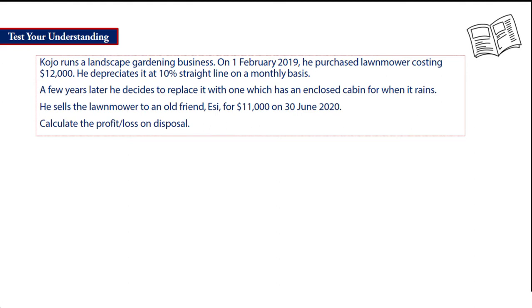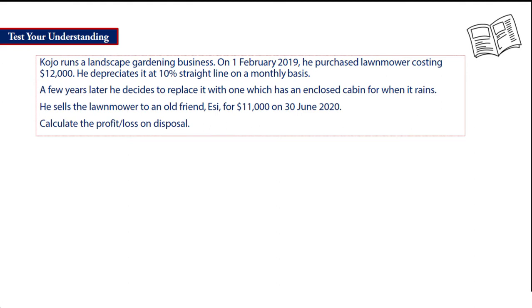Now, Kojo runs a landscape gardening business. On 1st February 2019, he purchased a lawnmower costing $12,000. He depreciates it at 10% straight line on a monthly basis. Monthly basis means that it is pro rata. A few years later, he decides to replace it with one which has an enclosed cabin for when it rains. He sells the lawnmower to an old friend, AC, for $11,000 on 30th June 2020.